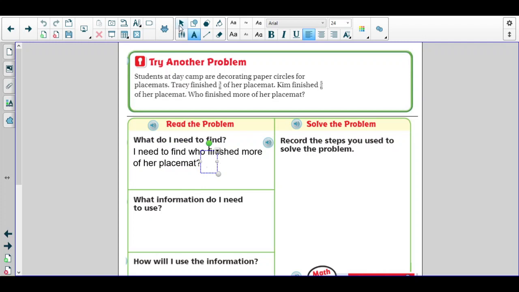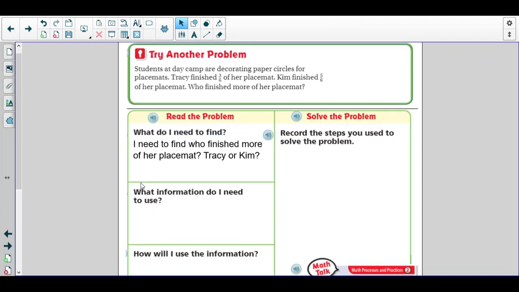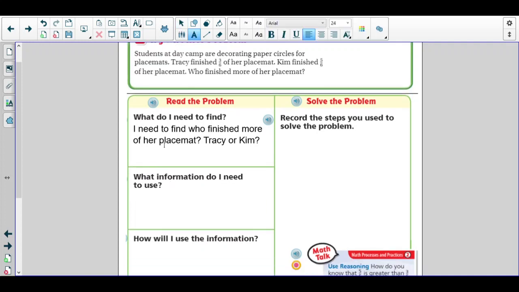Was it Tracy or was it Kim? So what information do I need to know? Well, I need to compare the two. So Tracy and Kim.